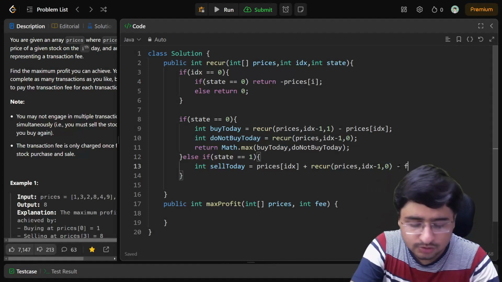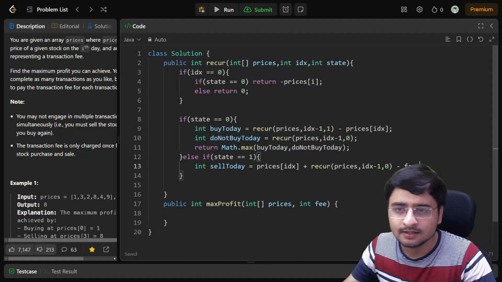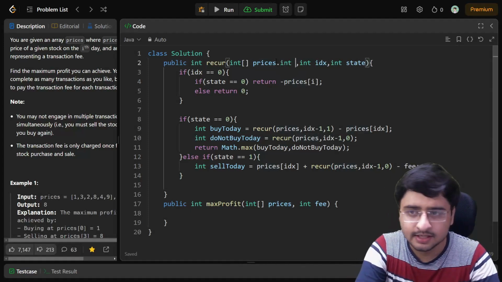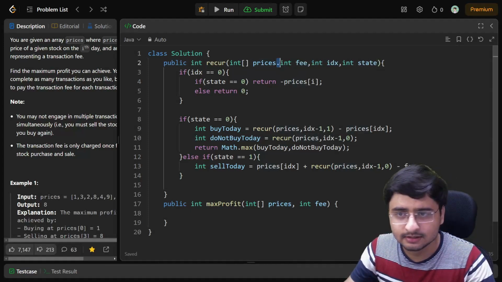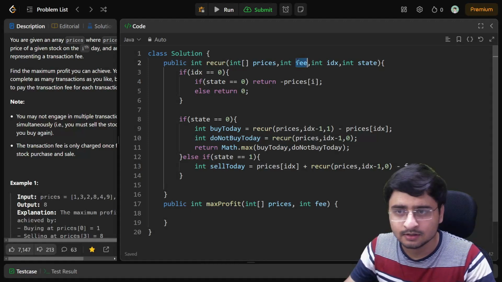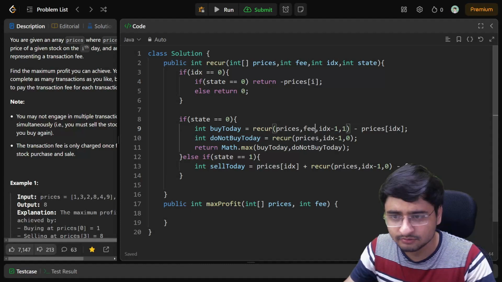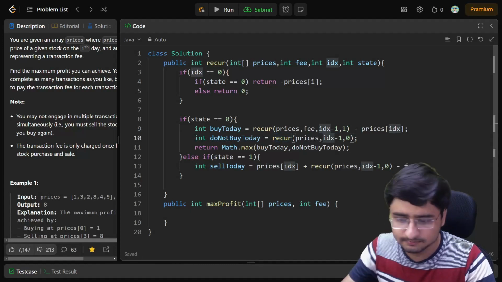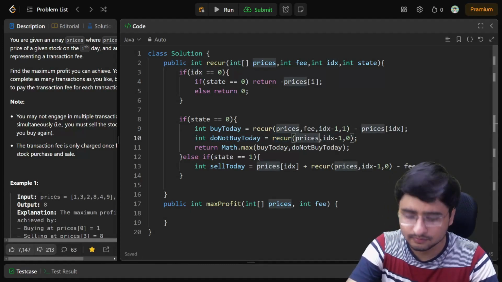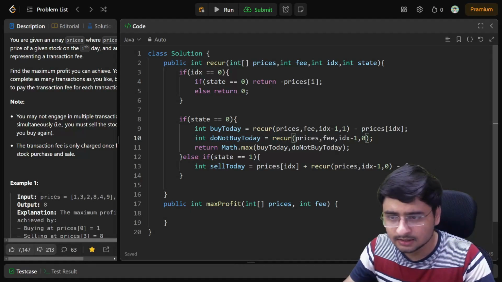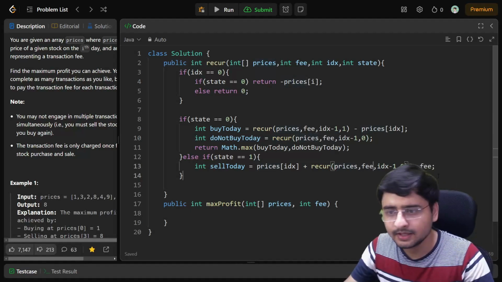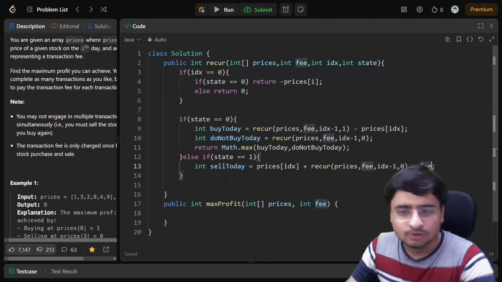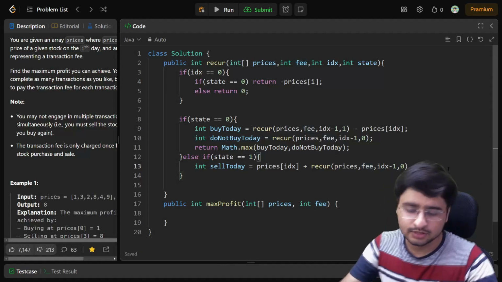And I'll also have to reduce the transaction fee, right? I think I forgot to add that here. The fee also you need to pass. So this transaction fee, wherever the recur function is written, I'm going to write fee. Correct. Here as well, I'm going to write transaction fee. Yeah, so this is the profit we are going to make if you sell today.